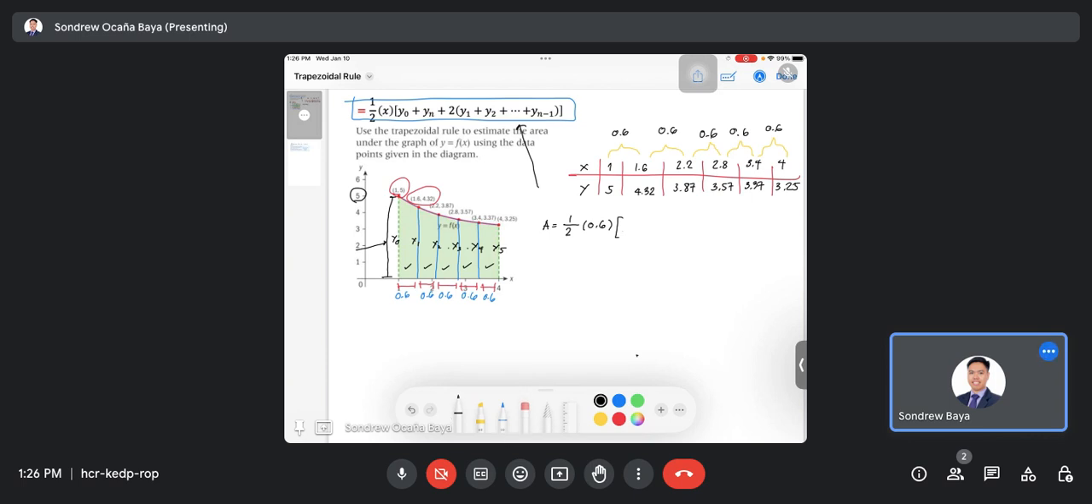Again, we have 5 plus 3.25 plus 2 times 4.32 plus 3.87 plus 3.57 plus 3.37. This is simply the trapezoidal rule. And then from here, you can use your GDC. Don't do it manually. So the area underneath the curve is approximately, take note, it's an approximation.